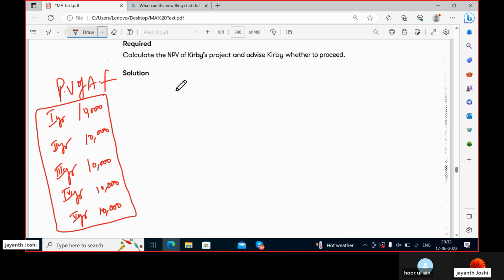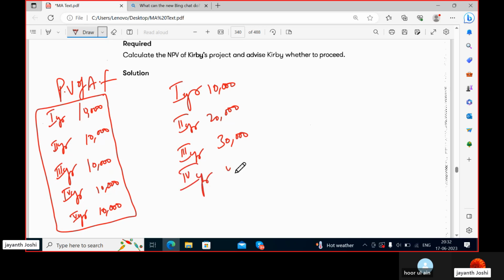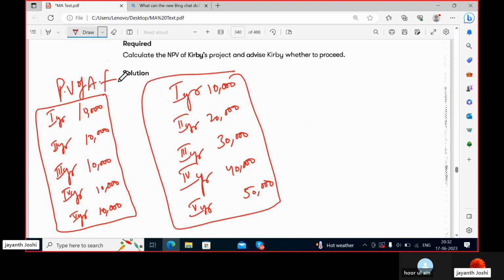But when you have uneven cash flows, first year you have 10,000, second year you have 20,000, third year you have 30,000, 40,000, 50,000. These are the cash flows you are receiving every year. In this case, you cannot use the present value annuity factor to get the direct answer of the present value by taking into consideration these 5 years payments at the end of the year.